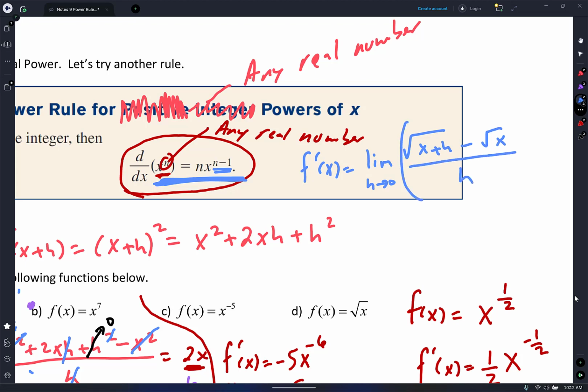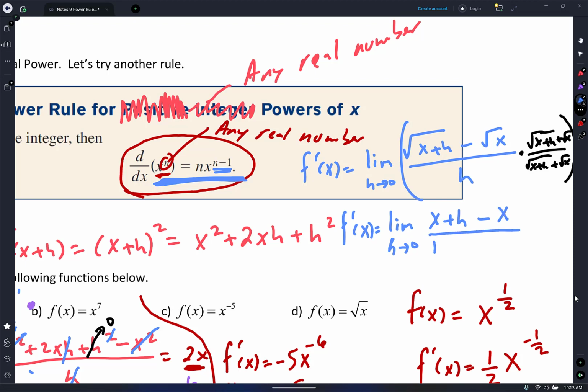And then we'd say, okay, well, we're going to have to multiply by the conjugate of the numerator. So we'd go square root of x plus h plus square root of x, all over square root of x plus h, that h is inside there, plus square root of x. Are we still okay, guys? And then from there, here's what we get. f prime of x is equal to the limit as h approaches 0. Square root times square root, the square root goes away. x plus h minus the square root of x times square root of x is going to be x, all over h times the parenthesis of square root of x plus h plus square root of x. Are we still okay?